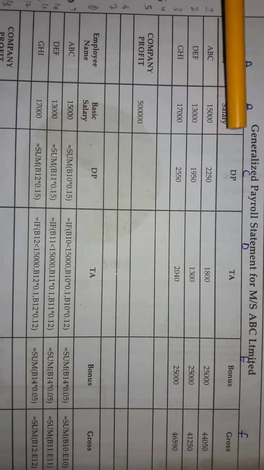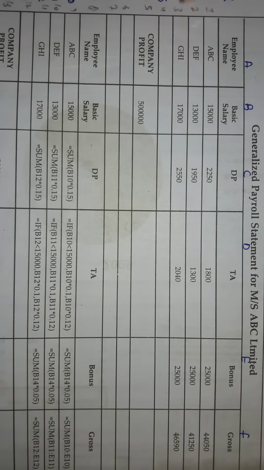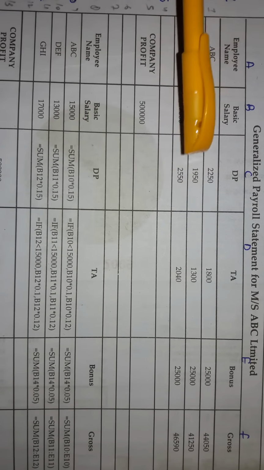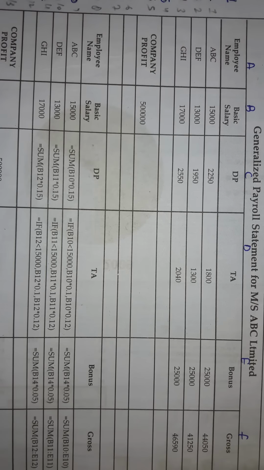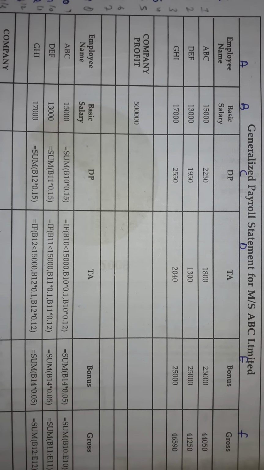Now it was given in the question that the DP is 15% of the basic. So 15% of 15,000 is 2250, 15% of 13,000 is 1950, 15% of 17,000 is 2550. You just need to calculate 15% of it and write the value.